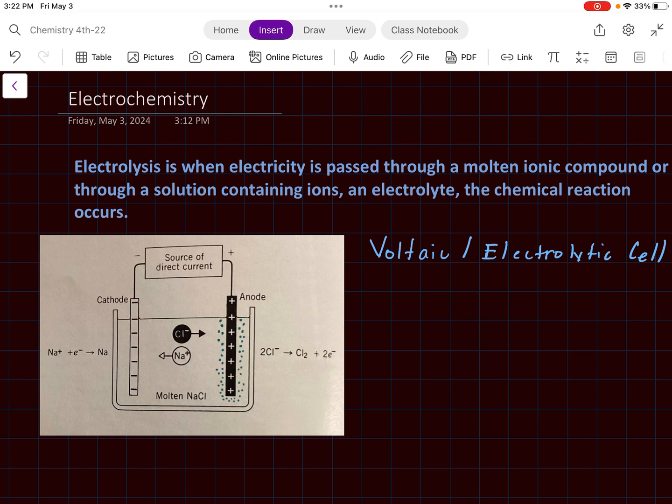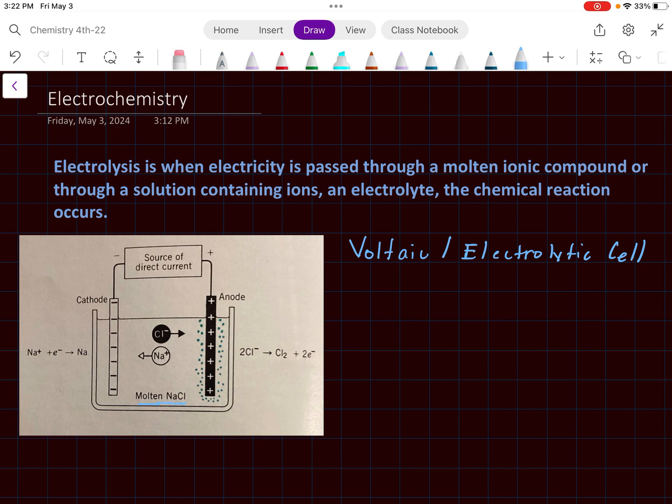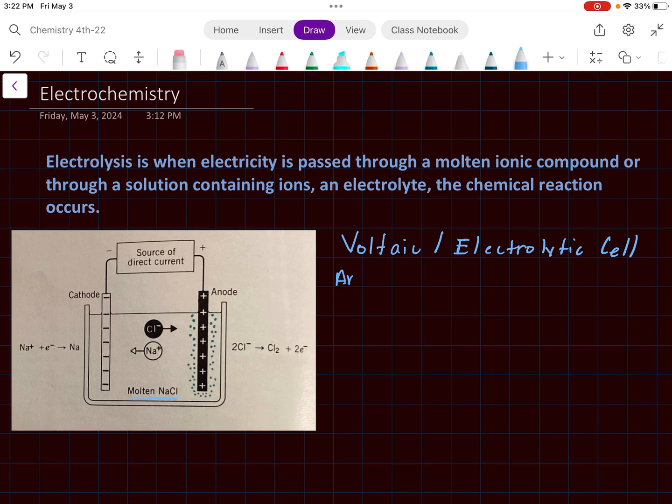Here you see that you have a molten solution of NaCl. All right. Now, you have two different areas here. One is called the cathode and one is called the anode. Now, the anode, okay, this is a part of the voltaic battery or the electrode where oxidation occurs.